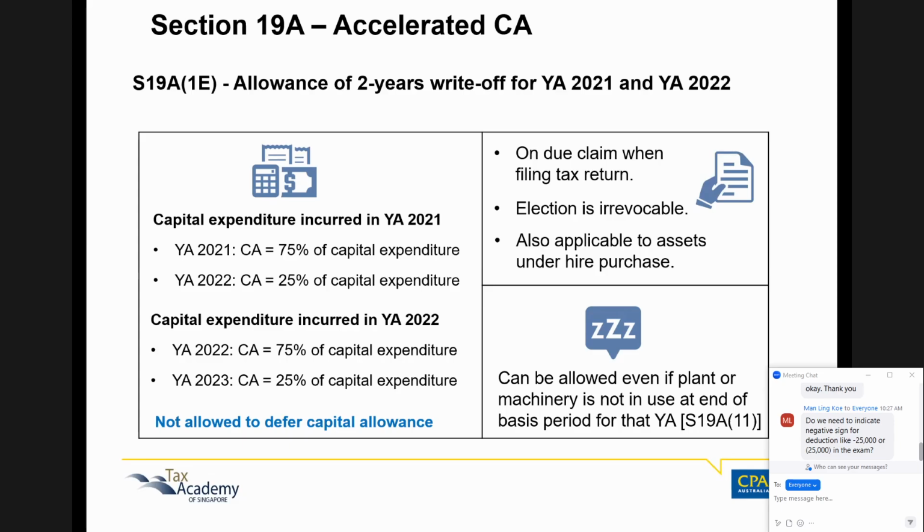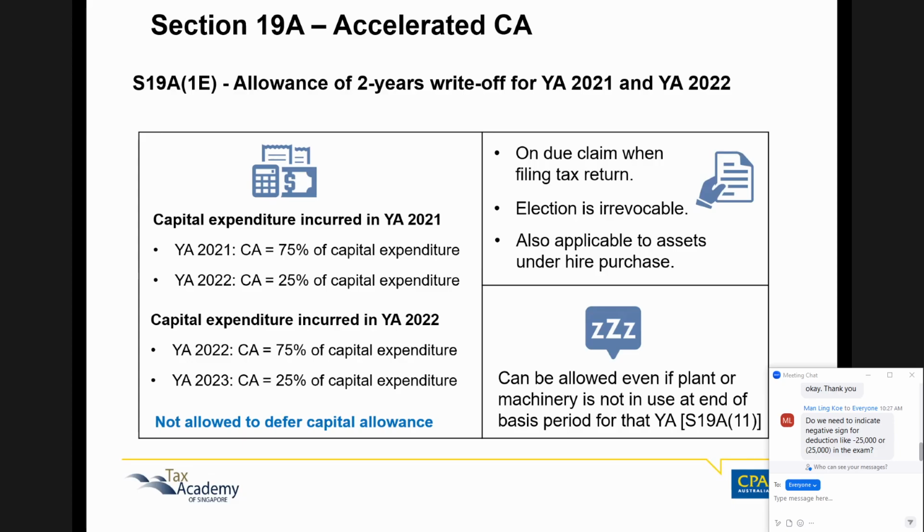Okay, like I said, exam-wise it will be accelerated, but in the normal course of your work, non-exam, the company can still choose to claim over 3 years, or they can choose to claim under section 19. Okay, no problem. I want to highlight, no problem if you want to drag out your CA claim, because sometimes, depending on the company's circumstances, let's say the company is suffering a loss, maybe then they don't see the need to accelerate this CA claim.